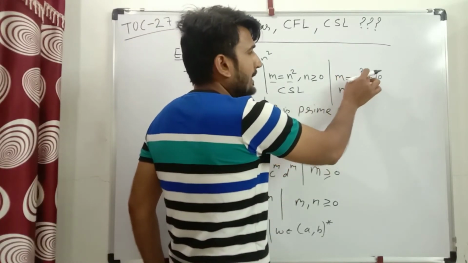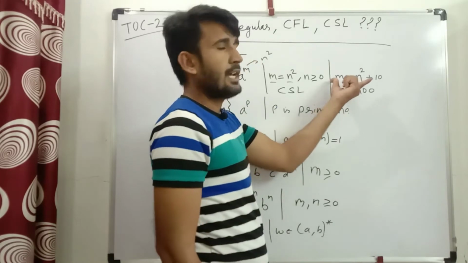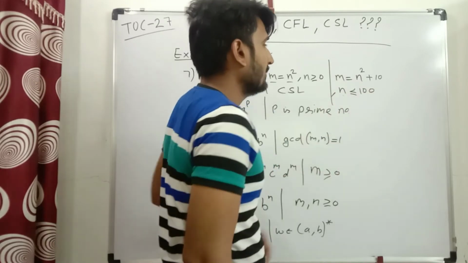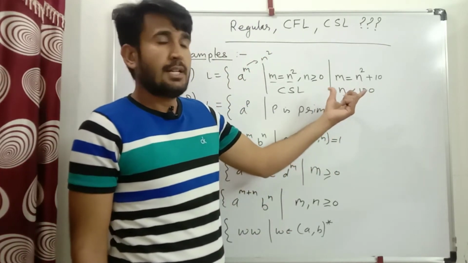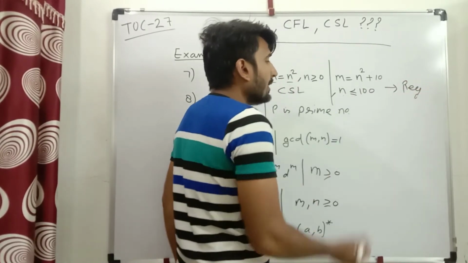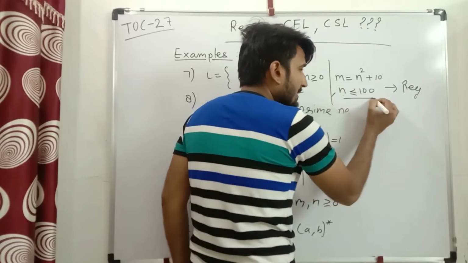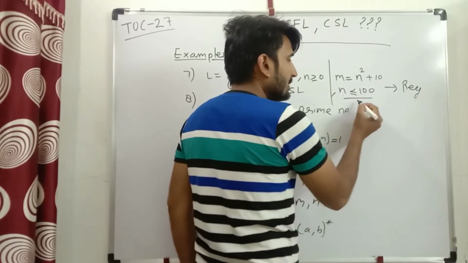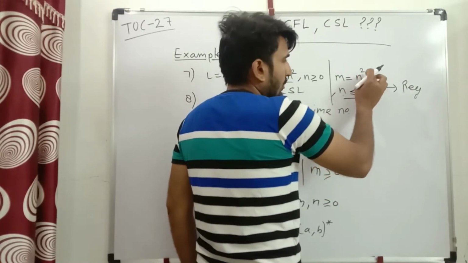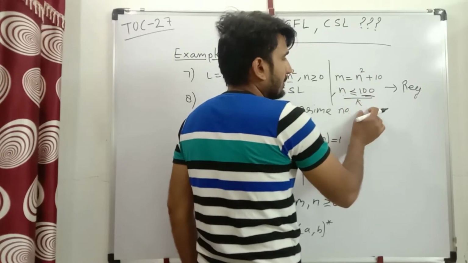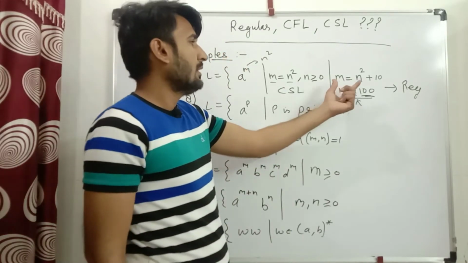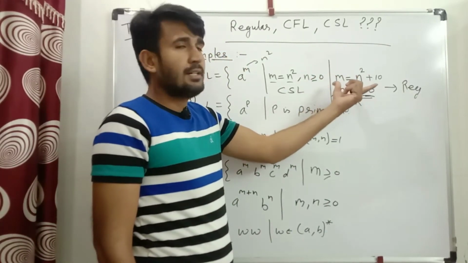Okay, now take this: m equals n square plus 10. Tell me which type of given language. And one more, n less than or equal to 10. Tell me. This is regular, because the given n is less than or equal to 100, means it is constant. There is a non-linear power but with constant, so the whole thing will be made constant, or we can say finite, so it is regular language.